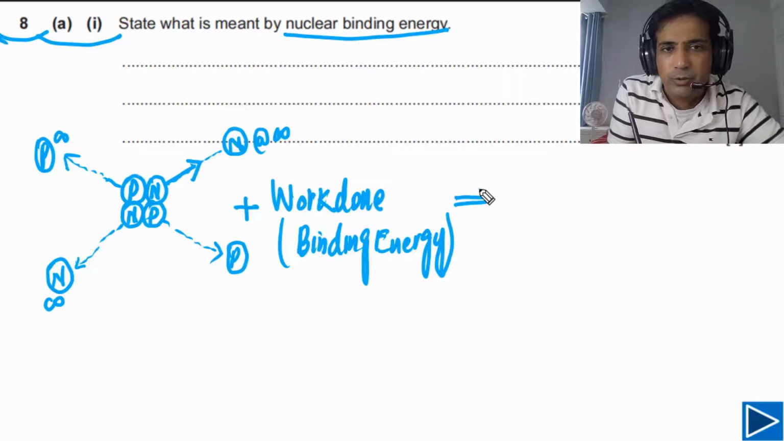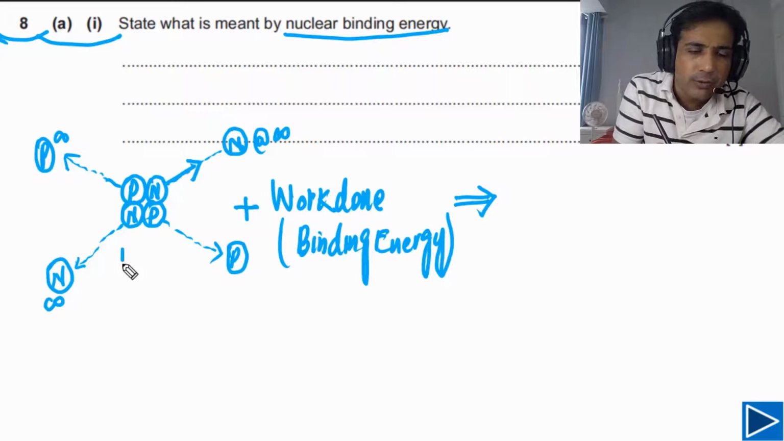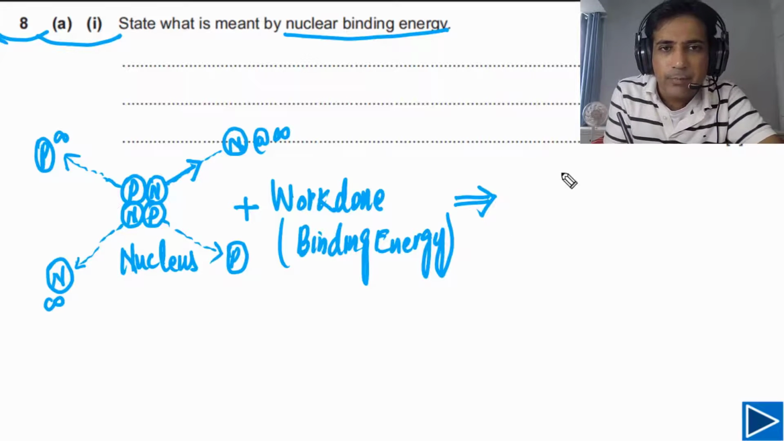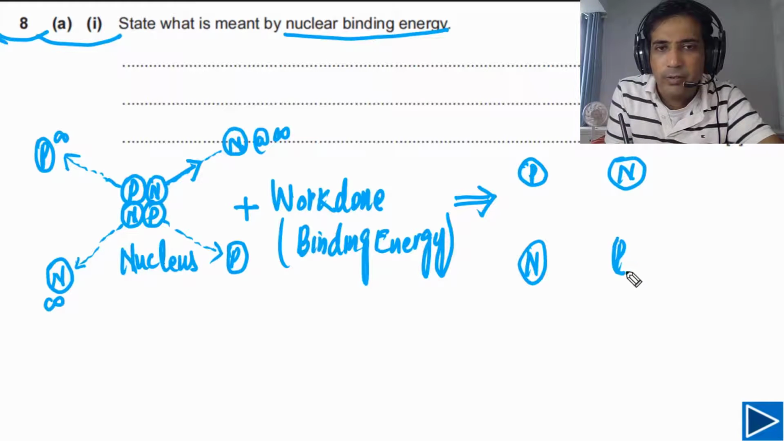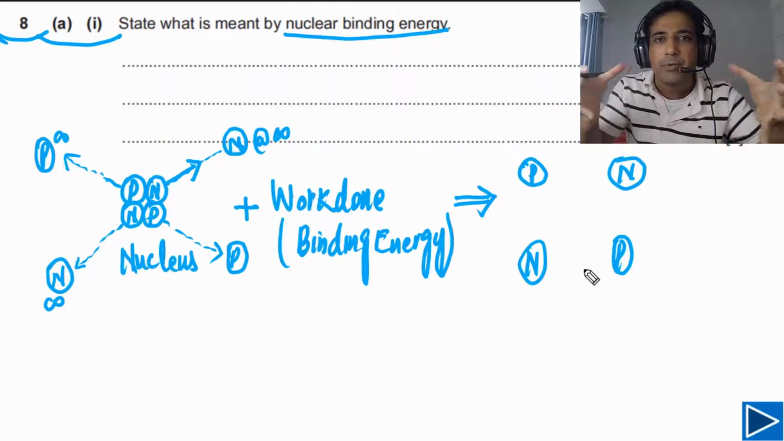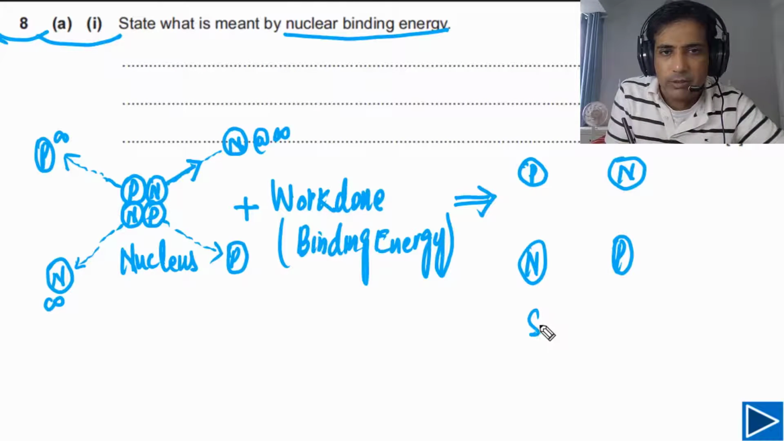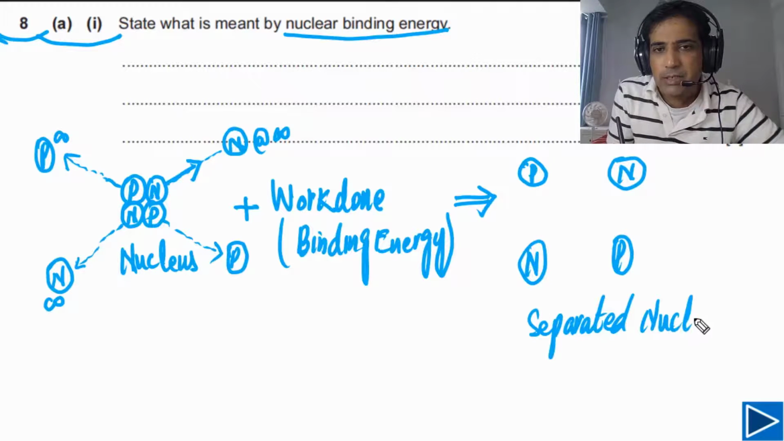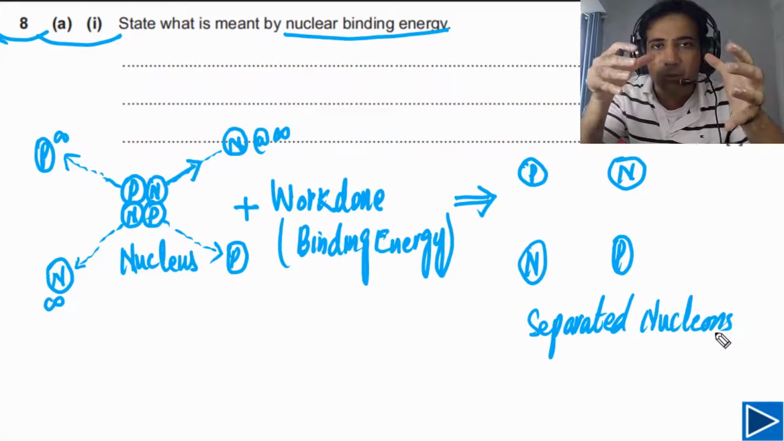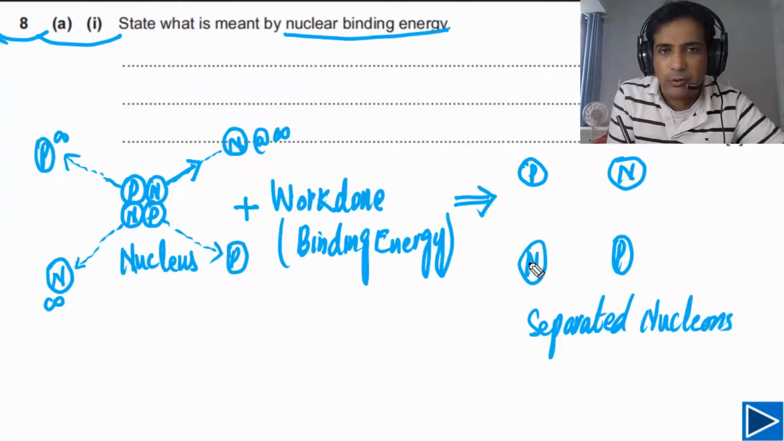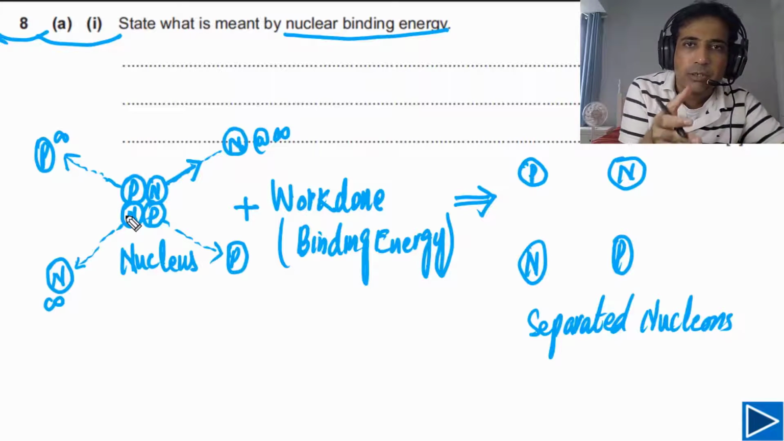We can also redraw this diagram. Here we have the nucleus, and now we have separated nucleons. We draw one proton here, one neutron here, one neutron here, and one proton here. These are separated nucleons. Now we need to compare the mass of an individual neutron with the mass of a neutron in the nucleus.